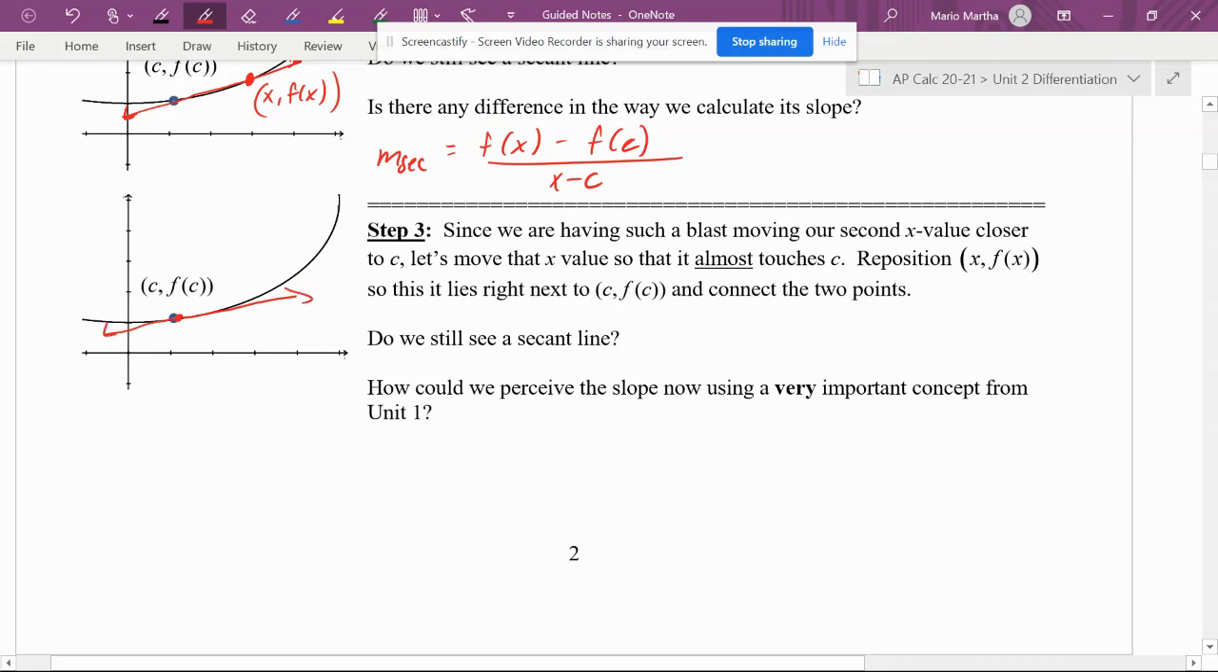And then, do we still see a secant line? Now in this case, technically still yes. So yes, we still see it. There's still a small gap of a distance between x and c, a really tiny distance.